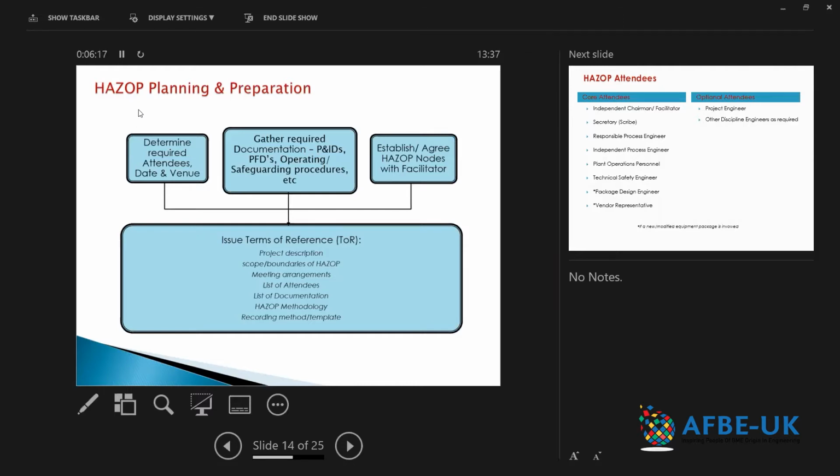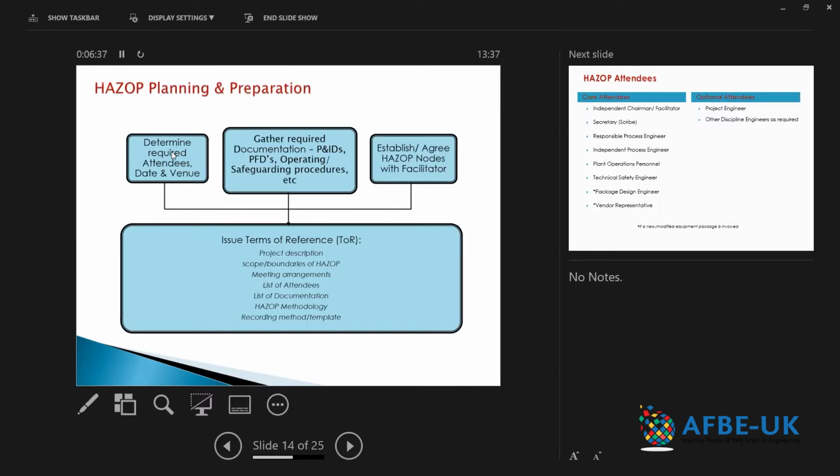some stage. Process flow diagrams, operating and safeguarding procedures or philosophies. You need those. Those are quite necessary, I think. You also want to establish and agree the HAZOP notes with the facilitator. We'll touch on HAZOP notes just shortly.